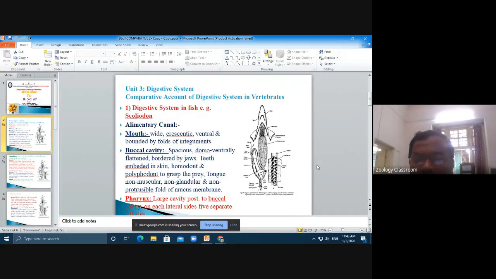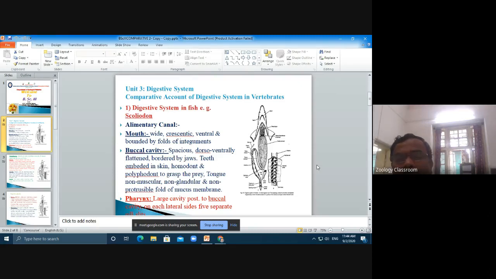We have four types of teeth, that is incisor, canine, premolar, and molar. So we have the heterodont condition. In case of Scoliodon, the condition is known as homodont. Another term is polyphyodont. Poly meaning many, that is, teeth arise many times throughout life. This condition is called polyphyodont. We have the diphyodont condition, that is, we have two sets of teeth. The first teeth are called milk teeth, and after the milk teeth fall down, the second teeth arise.